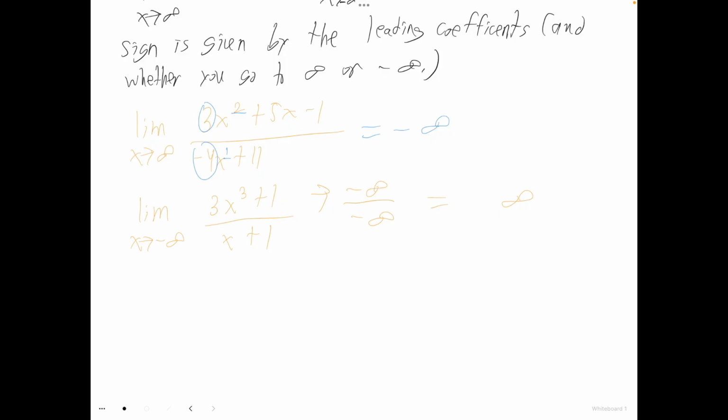But if we just change one thing and write a negative instead, so we have the limit as x goes to negative infinity of 3x cubed plus 1 over, say, negative x plus 1, now we have that this will go to negative infinity because the top goes to negative infinity and the bottom's going to go to positive infinity. And so you just have to watch your signs there.